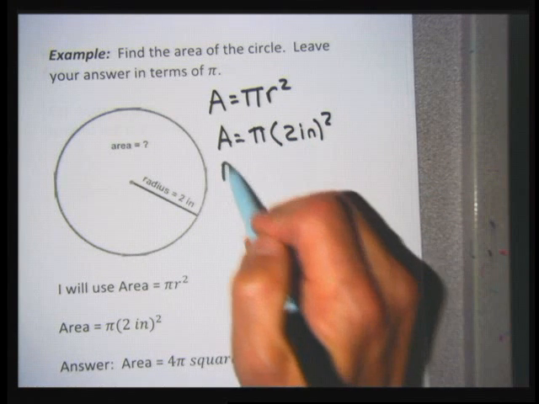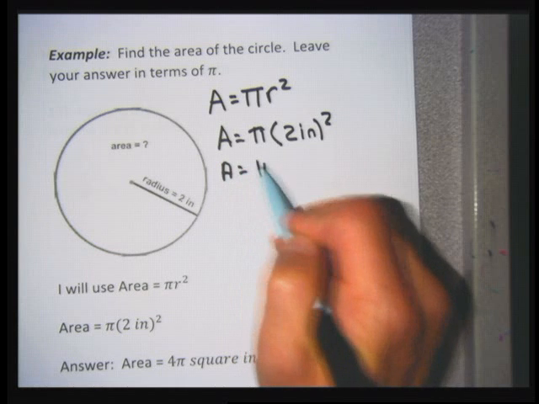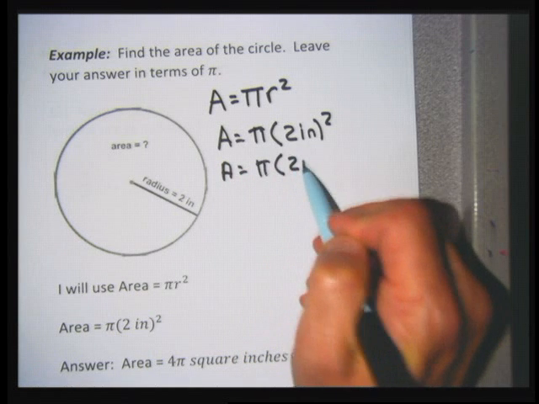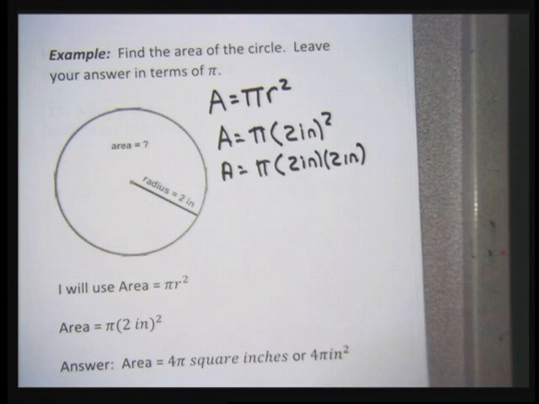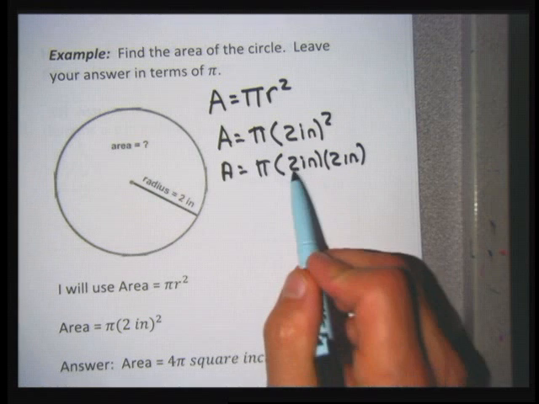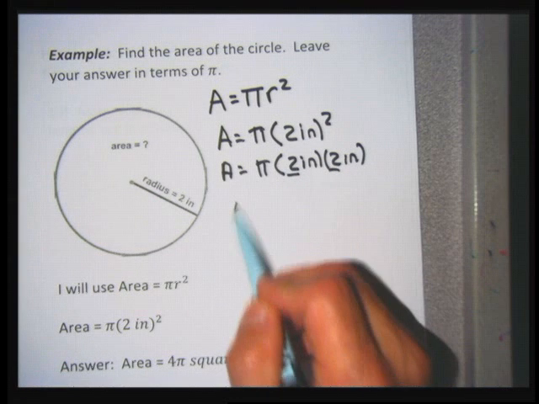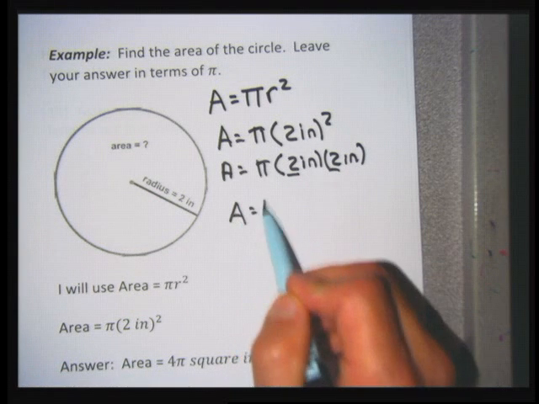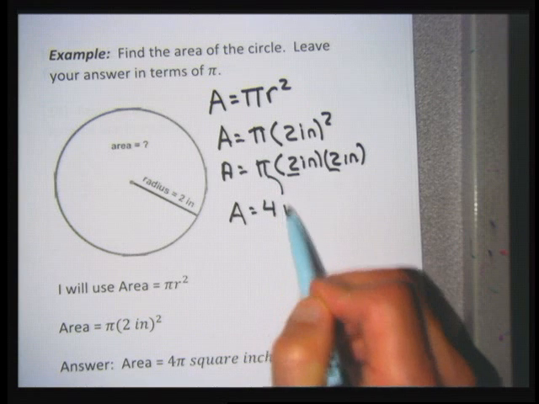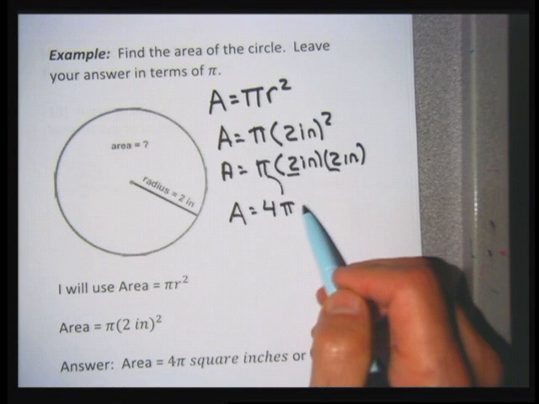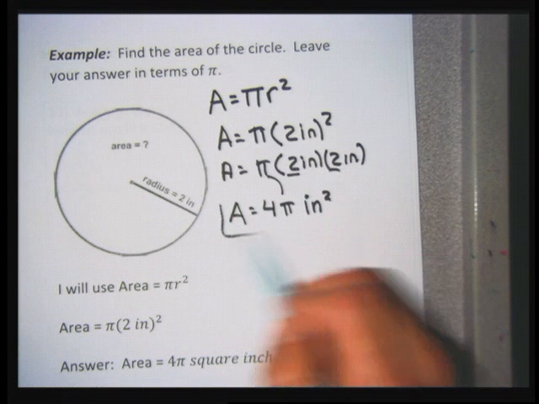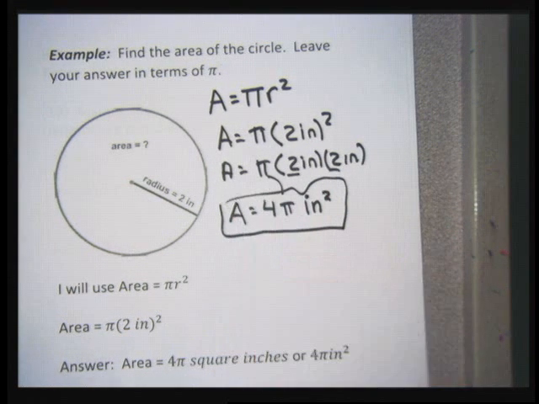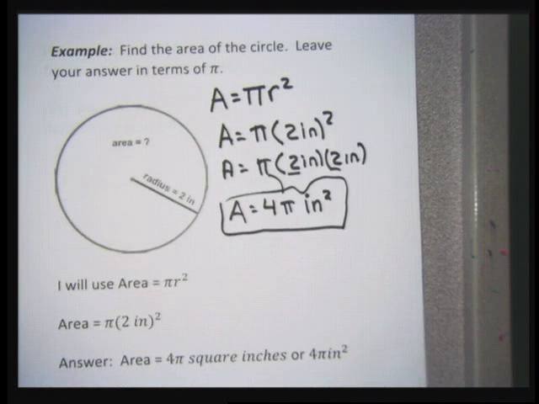And when you square the 2 inches, you're really multiplying 2 inches times 2 inches, because squaring something means to multiply it by itself. I'm going to go right to my answer. I'm going to multiply the 2's together and get 4. I'm going to leave the pi, and inches times inches are square inches, and I like writing my inches with an exponent rather than writing out the words square inches. So that would be a perfect answer for finding the area of that circle.